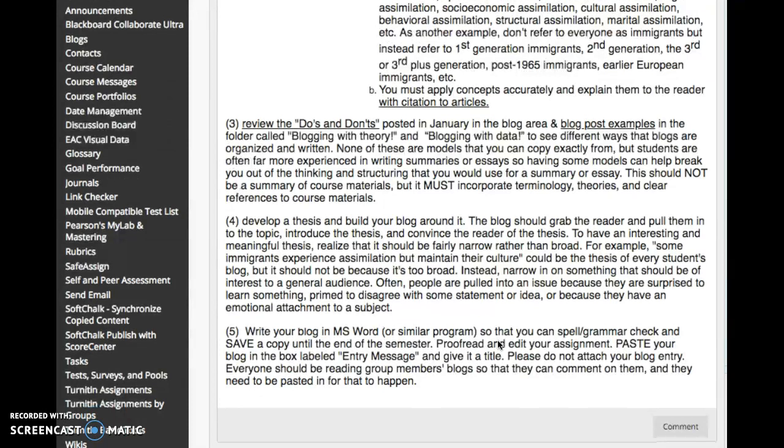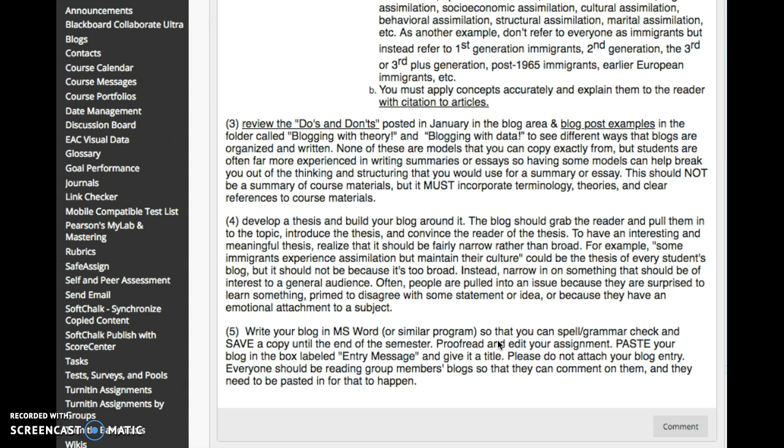I have that list of do's and don'ts. I'll point to them in a second for you, but they were posted back in January. They're blog post examples that you had in the Blogging with Theory folder, right? So those of you who didn't write that first blog may want to go back to those. I repeated one in the Blogging with Data folder. I may find some more before the week is up. These just give you different examples of how to approach the blog, but everyone's blog should have a thesis. Right?